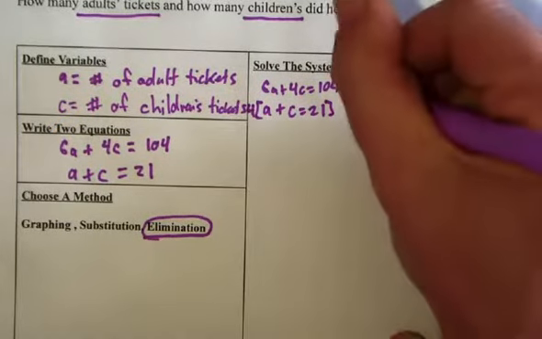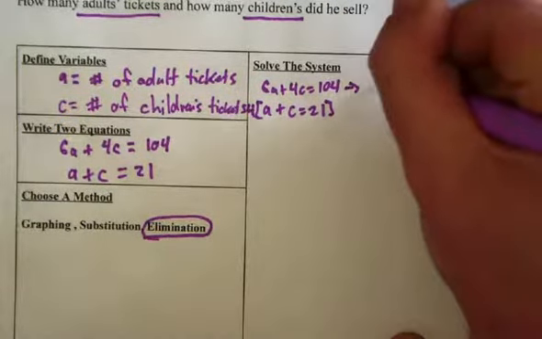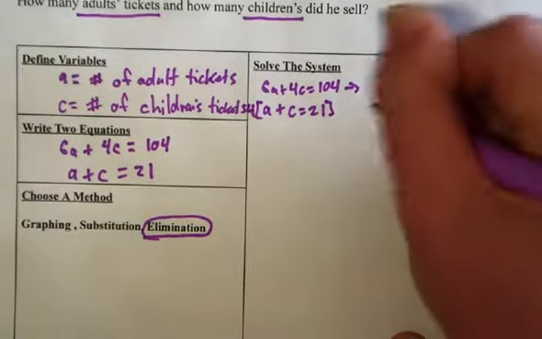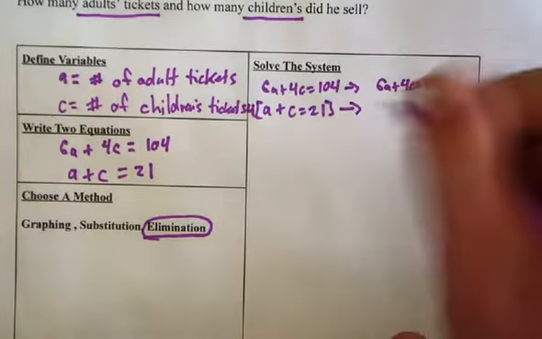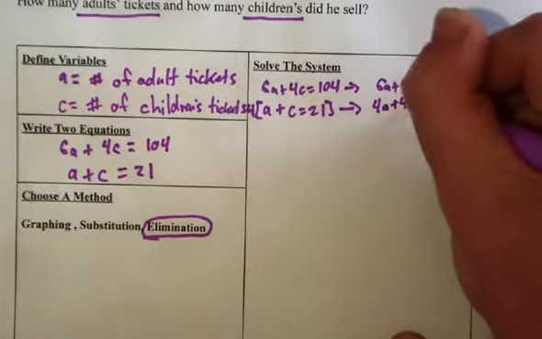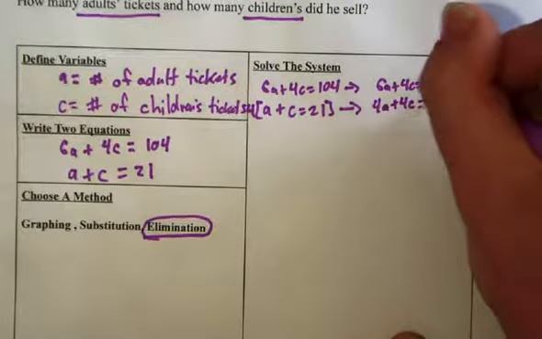That whole equation by 4. So I'm just going to carry this over. 6A plus 4C equals 104. This is going to get multiplied by 4. 4 times A is 4A. 4 times C is 4C. Equals 4 times 21, which is 84.